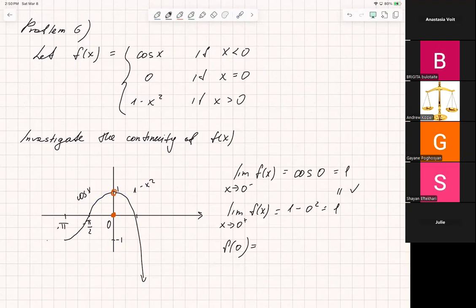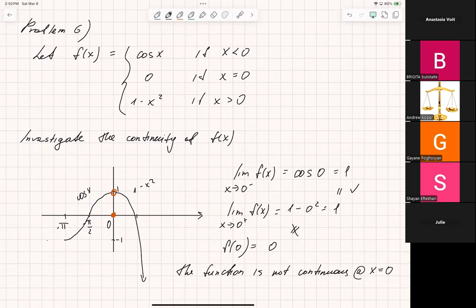But now for continuity, we also need to check if f of 0 is also equal to 1. If it's equal to 1, then we're good, it's continuous. But since we have this third condition right here, if x is equal to 0, then the function is equal to 0. So that's going to be 0, which is not equal to what the limit is. So we can say that the function is not continuous at x equals 0.